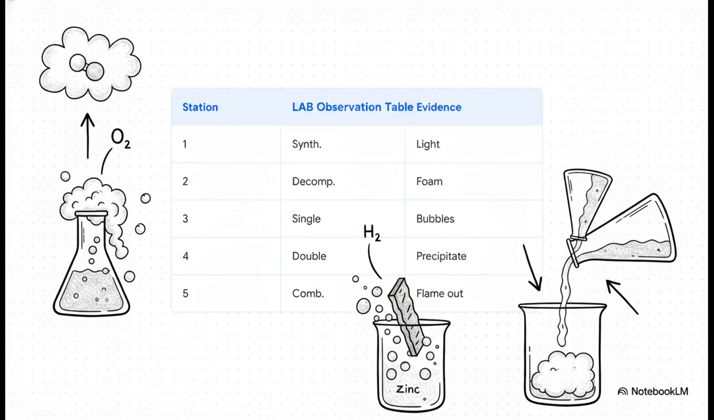All right, so let's look at our lab observation table. When you walk through these 5 stations, I want you to actively connect the thrilling visual evidence you're seeing to the specific patterns you just mastered. At Station 2, when you see that rapid foaming from the hydrogen peroxide, recognize instantly that it's a decomposition reaction releasing oxygen gas. At Station 3, when the solid zinc hits the acid and vigorously bubbles, that's hydrogen gas escaping from a single replacement. And at Station 4, when you mix 2 completely clear liquids and an immediate white cloudy solid forms, that is the unmistakable precipitate of a double replacement happening right before your eyes.